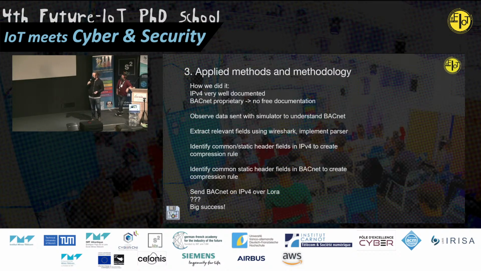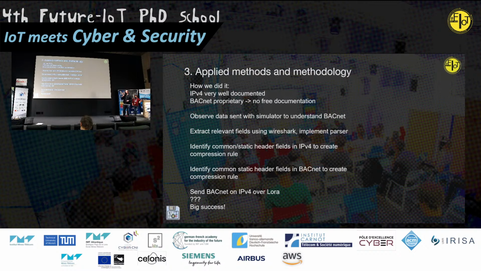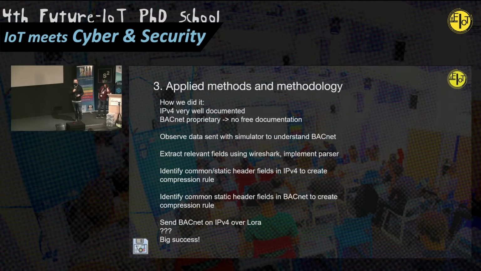So just a small list of things that was supposed to be on this slide, but we didn't have time to do that. In general, what we wanted to do was to be able to parse IPv4. There was only support for IPv6. We needed to understand and parse the BACnet protocol, and then we wanted to be able to create rules for BACnet and IPv4 to be able to compress it, and in a later stage send it over a LoRaWAN, and in some way create a big success.